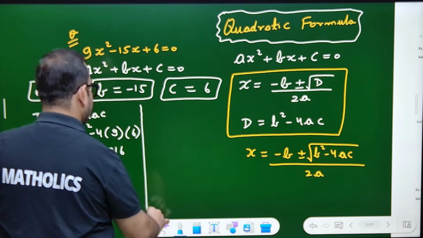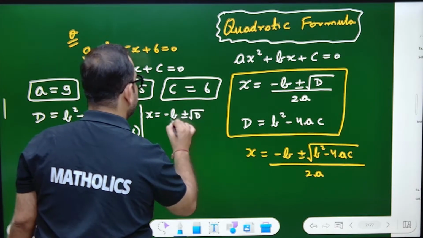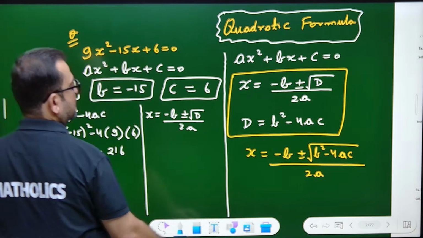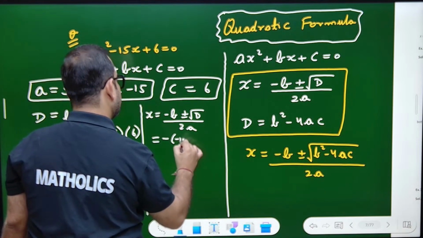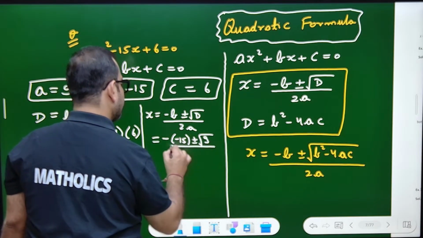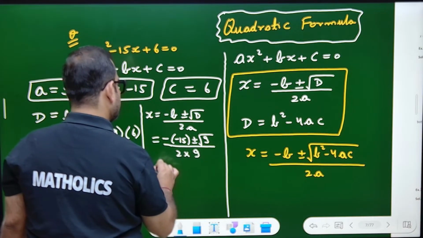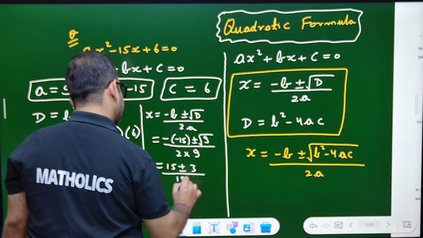So I'll write x equals minus b plus minus under root d upon 2a. Yes or no? So we'll write minus b, that means minus of minus 15, plus minus under root d means under root 9, by 2a would mean 2 into what is a? A is 9. So 15 plus minus root 9, which is 3, upon 18, right?